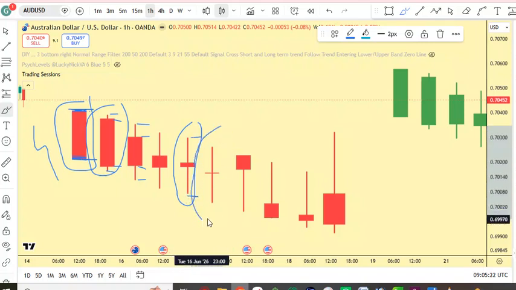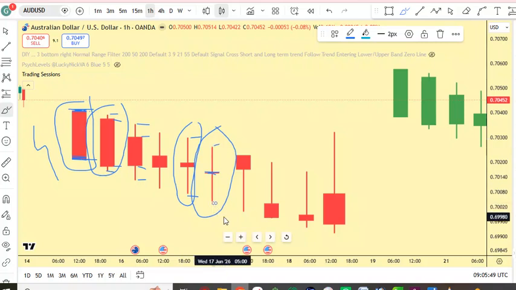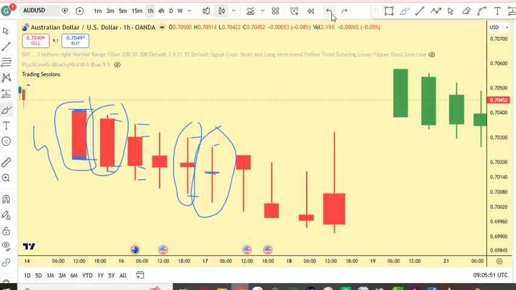Now for this case where we don't have a body at all, we just have something that looks like a cross, a stick that just crossed through it. In this case there is a body, but the body is very small. So both the opening and the close of this candle are together, but we still have the high and the low. So that is for that. Let's move to the next candle.